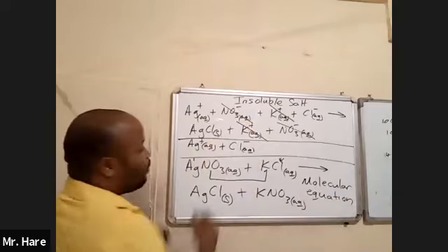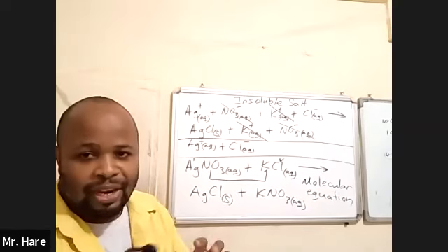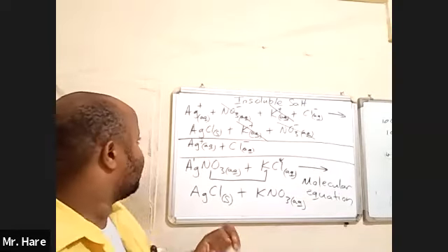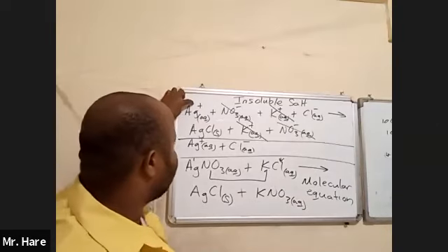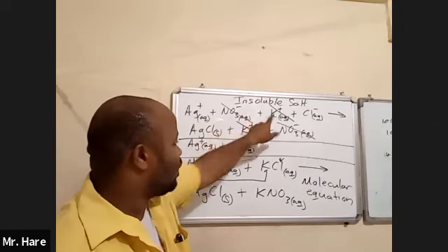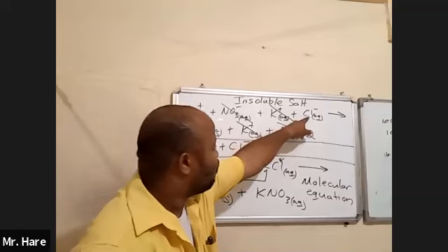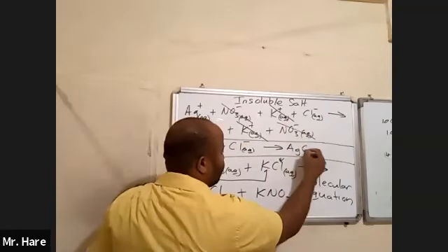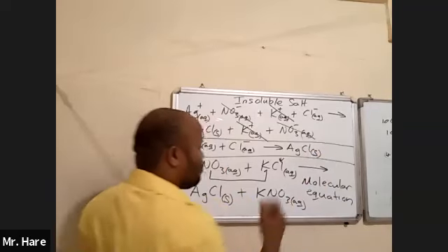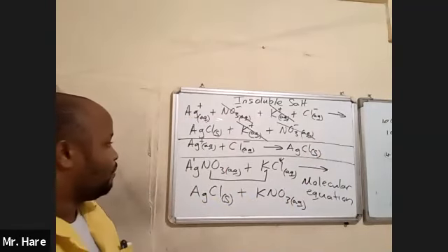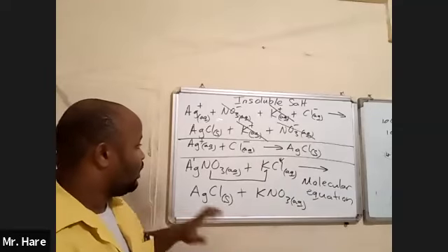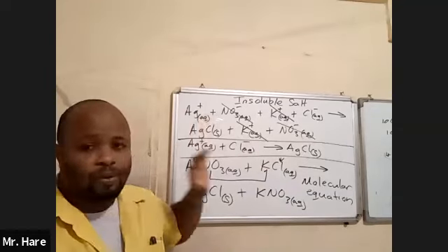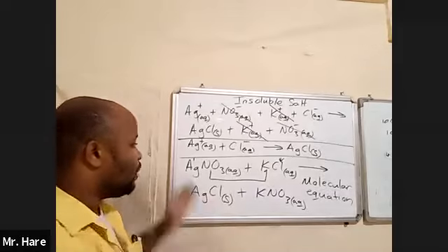But the ionic equation is just showing the ions that actually took part. So it is the silver ion, because the nitrate and potassium are cancelled, with the chloride ion to give you silver chloride. All right? So that is your ionic equation. And that is the equation that you would use to represent the soluble salts.